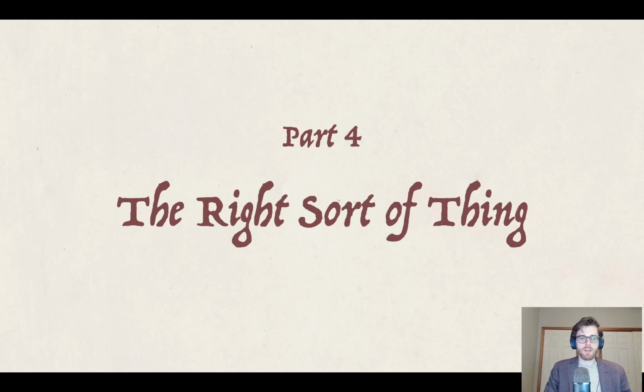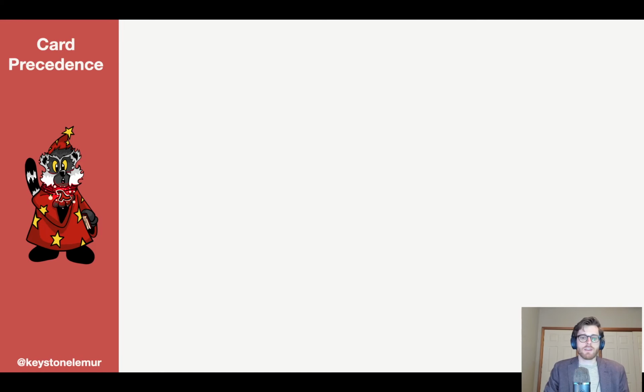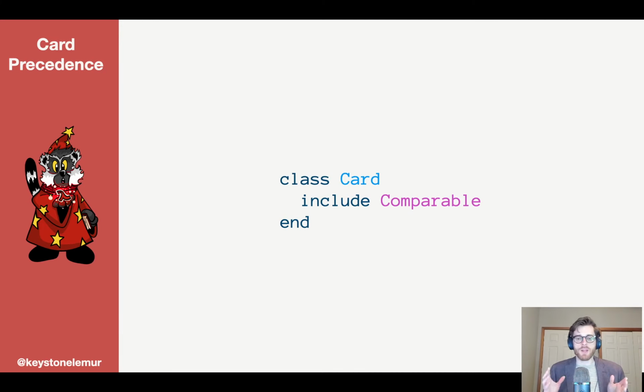Now, speaking of sorting, we should probably figure out how cards are sorted as well, because that is one of the crucial parts of this entire thing working. We'll start out with precedence, or how important each card is in relation to others, or rank. So back to our card class, we want to start by including Comparable. Now, Comparable is kind of like Enumerable, except it allows us to compare things instead of enumerate over them for sorting and comparing values. And it comes along with a lot of nice interface methods as well, like sort, max, min, and other things in that neighborhood.